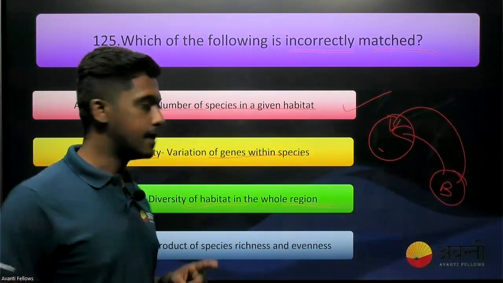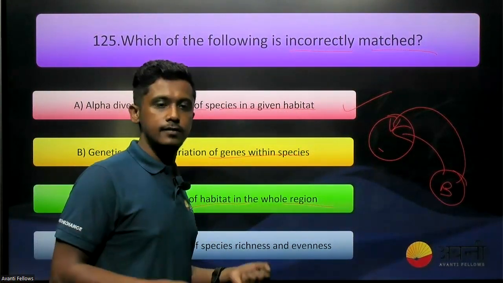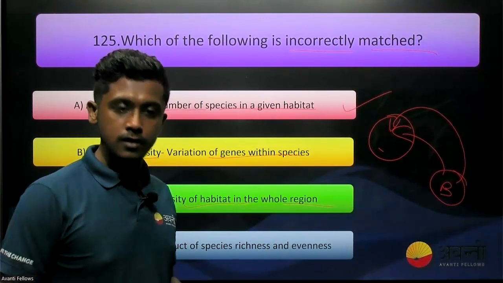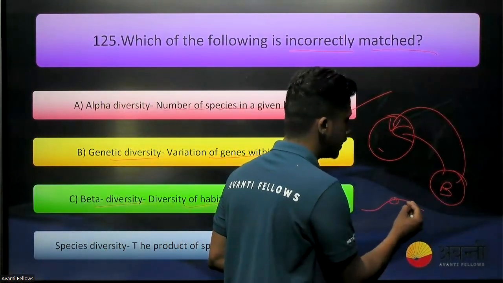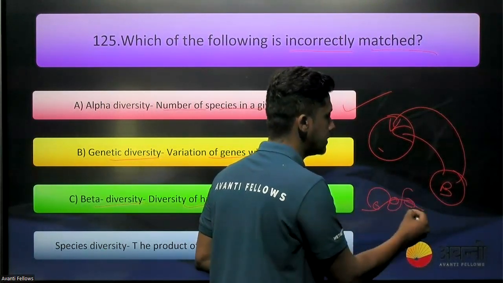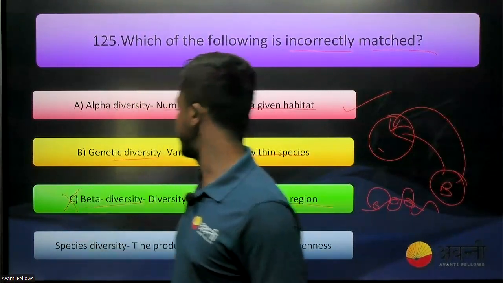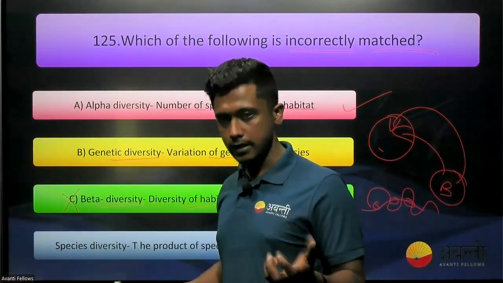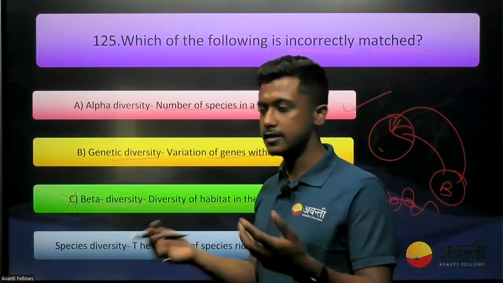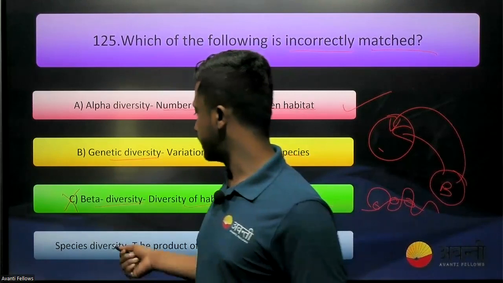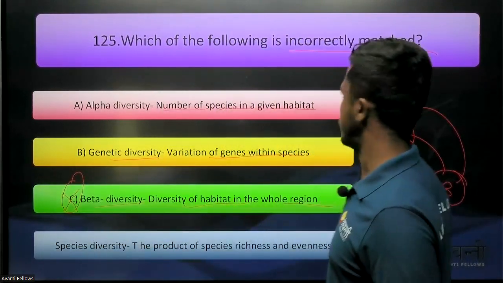Where can you find beta diversity? Where there is a lot of community richness or species richness. You have lots and lots of species. Now what will happen along the direction? These small communities get replaced by others. So this is called beta diversity. That is why this is a wrong option. Whereas species diversity, yes, the product of species richness and evenness: how many species there are and how evenly they are spread, that is called species diversity. So our option is C for this question.